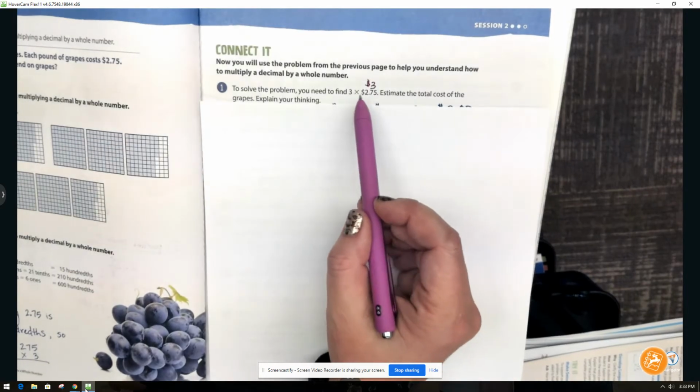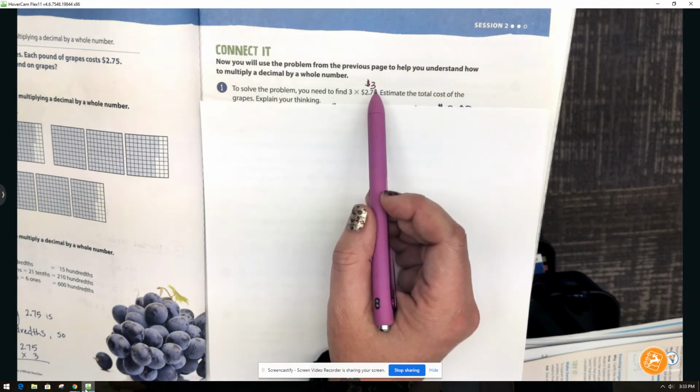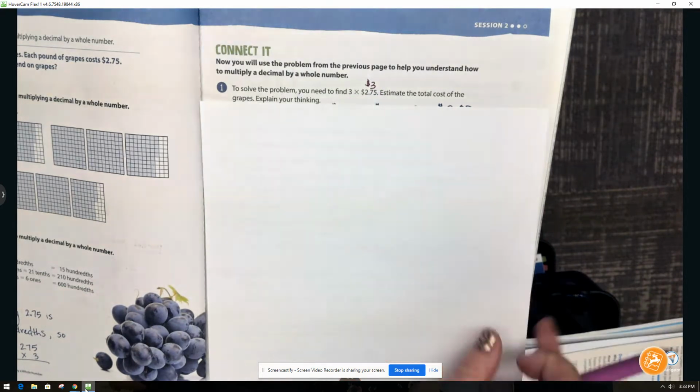It's super easy for us to multiply a whole times a whole. So what is 3 times 3? We all know, 9. So we know that our answer is going to be about $9 because $2.75 is close to $3. And then $3 times 3 pounds of grapes equals $9.